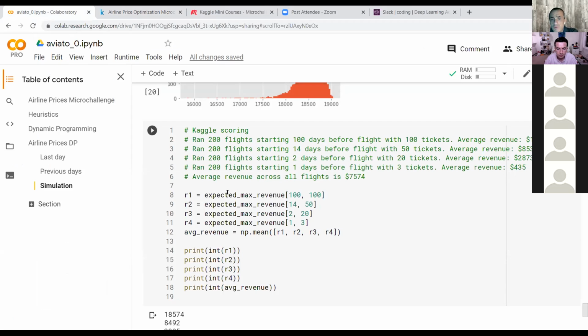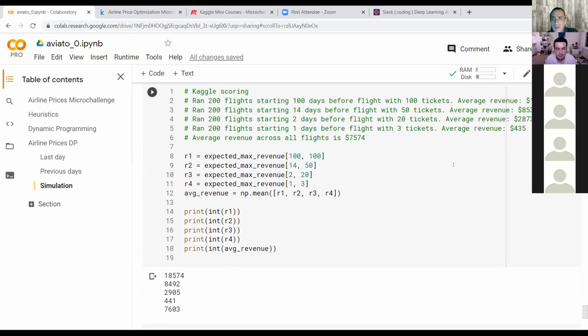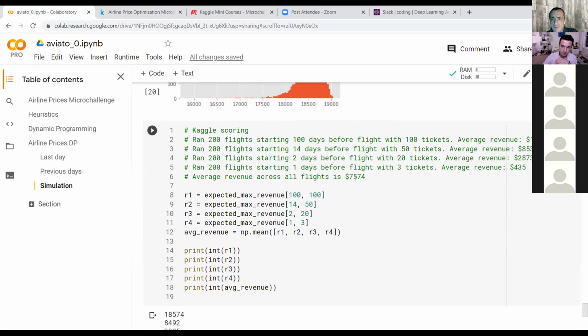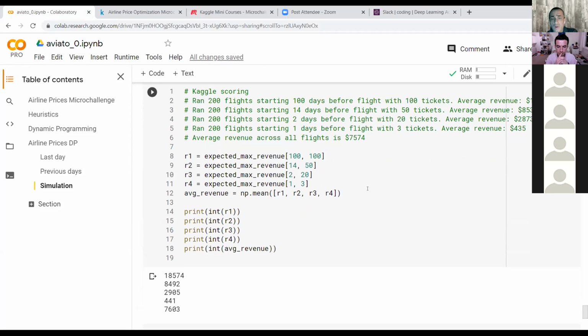But there is no point in replicating, because we have pre-calculated everything, we just take the values from those points in our cube, and we get the revenues, and that's what we have. And the numbers are not exactly the same. For example, the average of those four, I have 7603, and they have 7574. I don't know where the difference comes from. I tried to look around, but didn't get the answer.